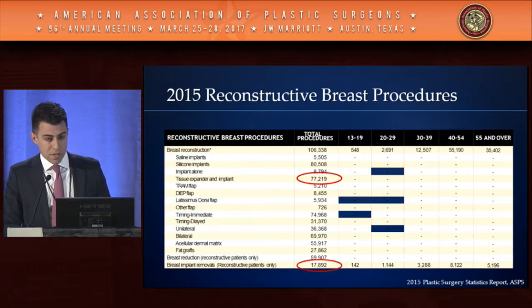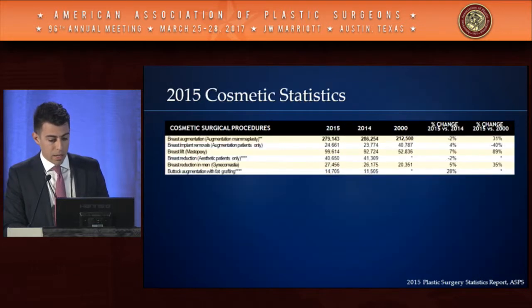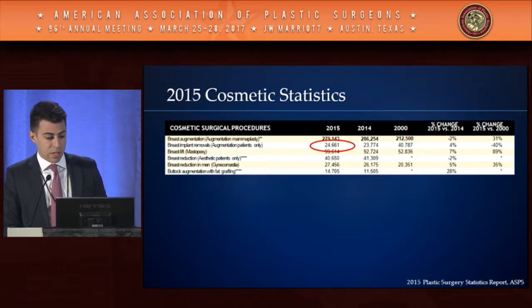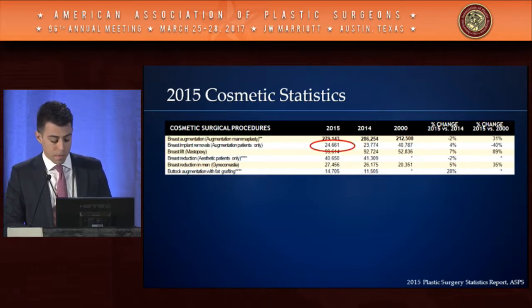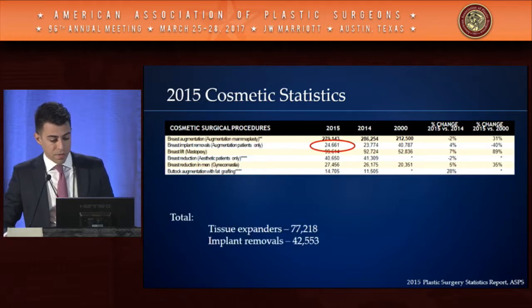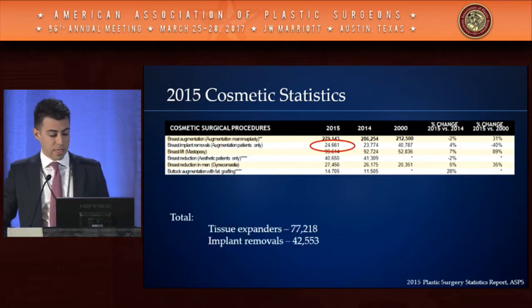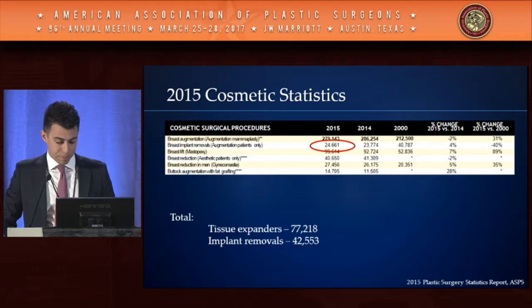There were also 17,892 breast implants that were removed, and this is just the reconstructive data. In the cosmetic surgery statistics, there were 24,661 breast implants that were removed. So in total, in 2015, there were 77,218 tissue expanders that were placed and subsequently removed, and 42,553 implants. So then we used our institution's data, and at our institution, 12% of all tissue expanders were sent to pathology, and 88% of all implants were sent to pathology.